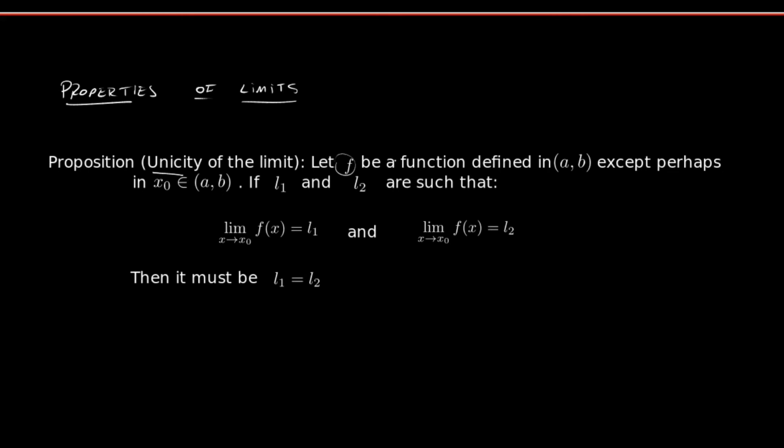We have a function f that is defined in an interval (a, b), except perhaps in a point x0. This is because remember that the limit of f doesn't have to necessarily be defined in the point where we want to calculate the limit. So now if we have two numbers, L1 and L2, which are both limits of f in x0, then we're going to prove that L1 has to be the same as L2, that is, that the limit of f is unique. Let's go ahead and do the proof.